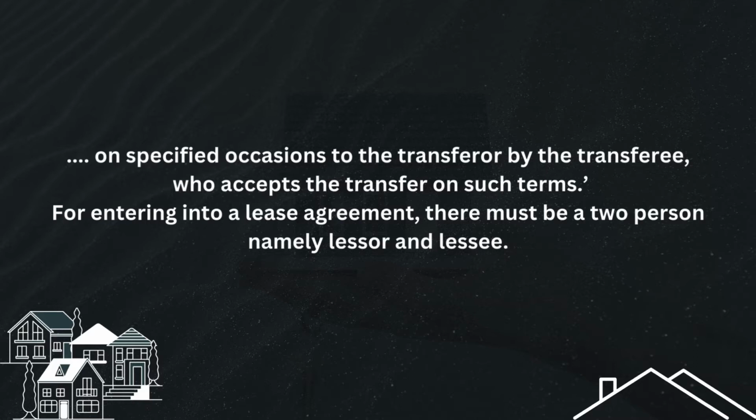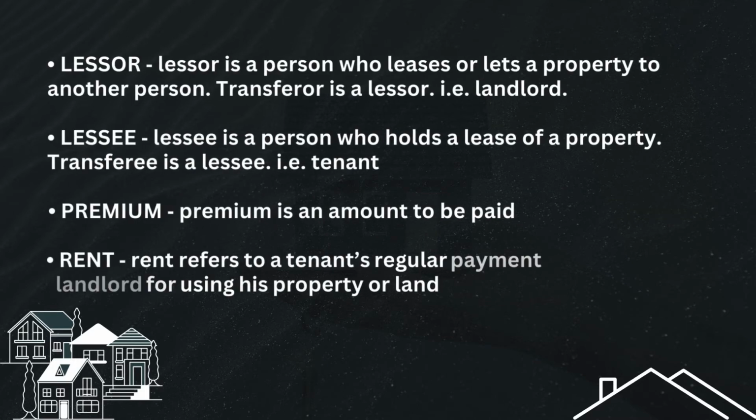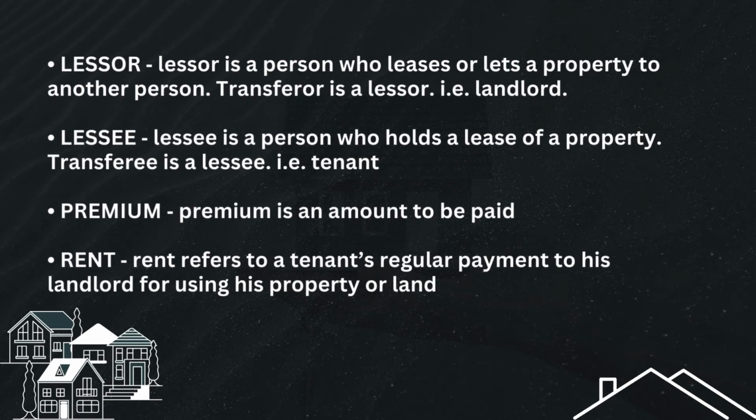For entering into a lease agreement, there must be two persons, namely lessor and lessee. Let us see who is a lessor. Lessor is a person who leases or lets the property to another person, meaning the transferor is a lessor or landlord. Lessee is a person who holds a lease of a property. Transferee is a lessee, meaning tenant. Premium is the amount to be paid. Rent refers to a tenant's regular payment to his landlord for using his property or land.